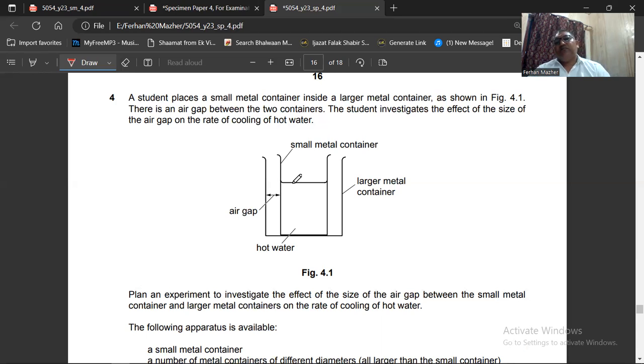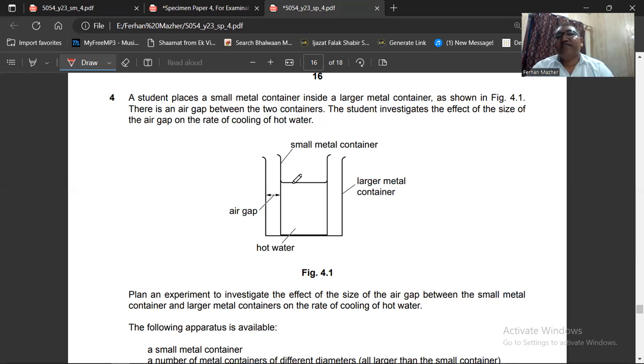Then change the water. Now take a bigger outer container, bigger than the container you used previously, and place the small metal container inside that larger container, and again pour the same volume of water in the small metal container. With the help of the thermometer, note down the temperature. When the temperature becomes 70, start the stopwatch. When the temperature becomes 60, stop the stopwatch.